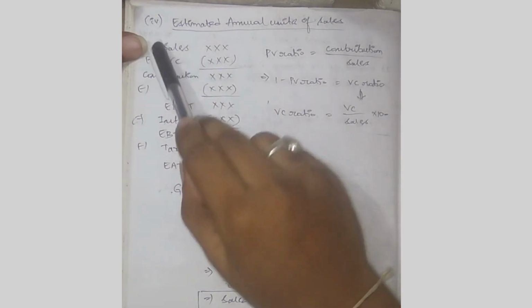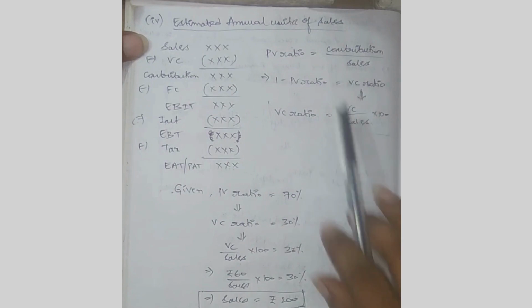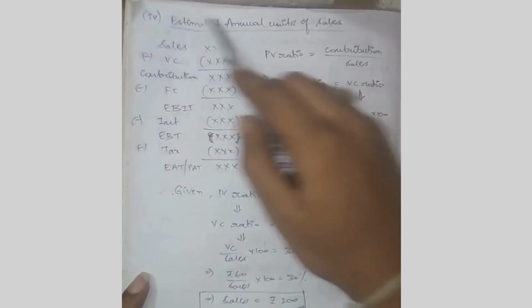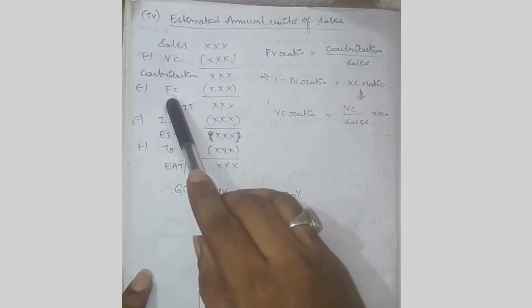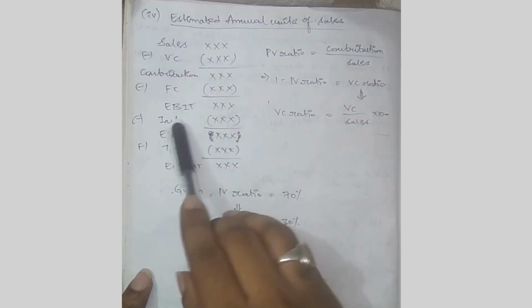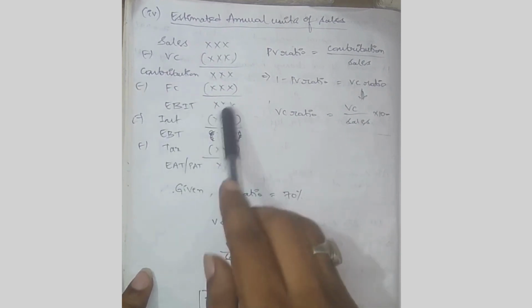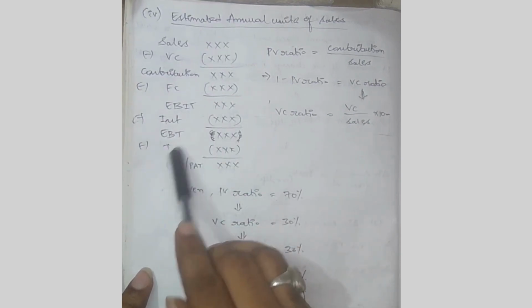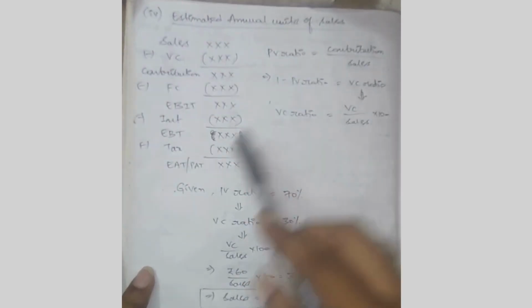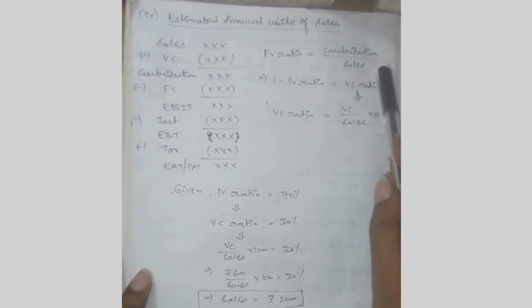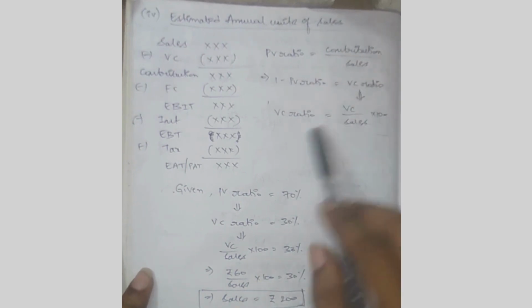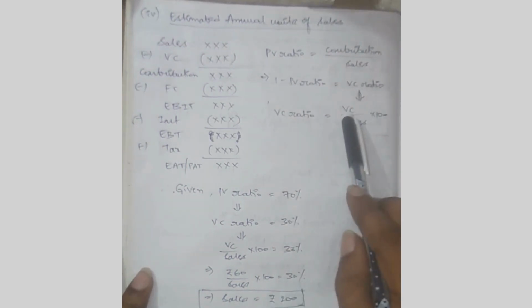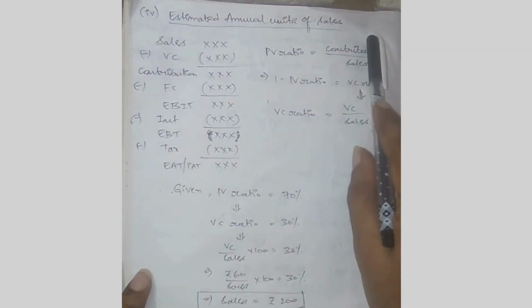Let's go to the fourth point, that is calculation of estimated annual units of sales. We know this format, right? Sales minus variable cost, we get contribution. After deducting fixed cost from contribution, we get EBIT, that will be annual cash inflows, and minus interest, it will be EBT, tax, EAT, PAT. And the formula for PV ratio equals contribution by sales, and if we deduct it from 1, it will be VC ratio, that is variable cost ratio, which means variable cost divided by sales into 100. These are all the points useful for calculating estimated annual units of sales.